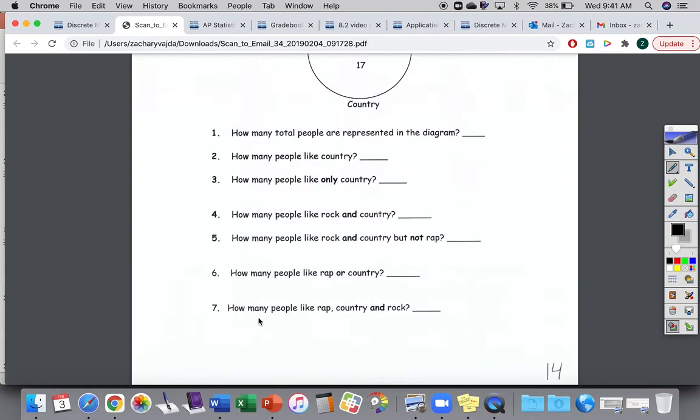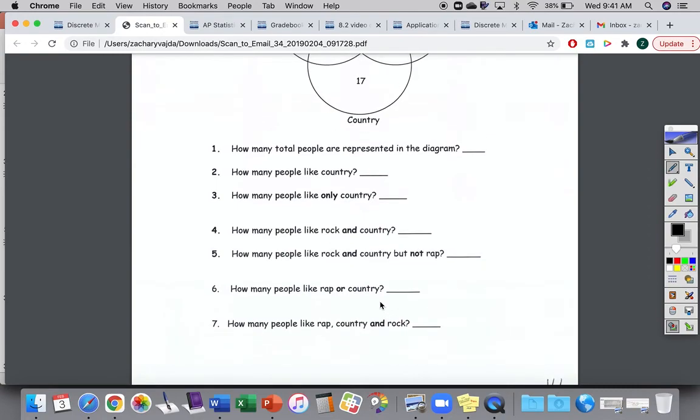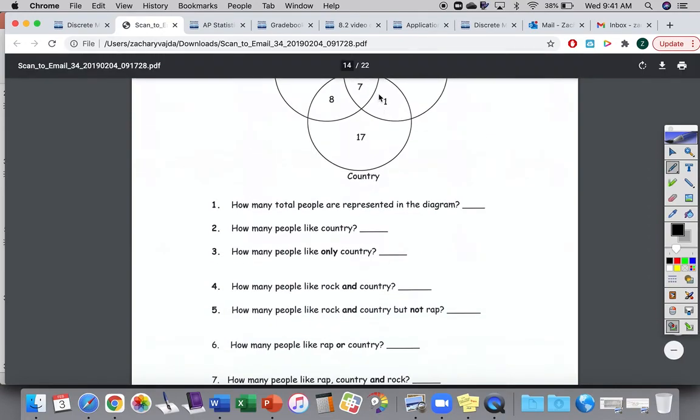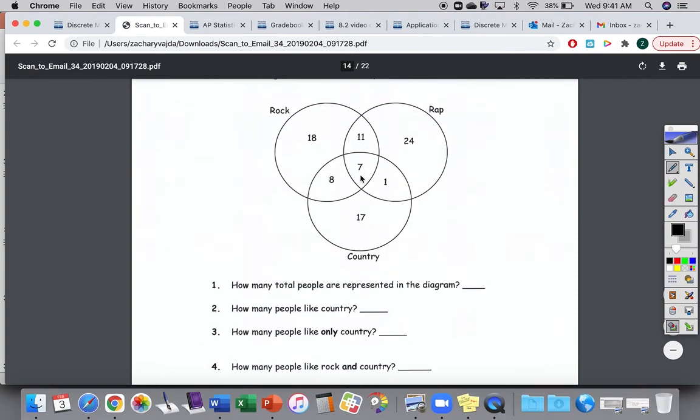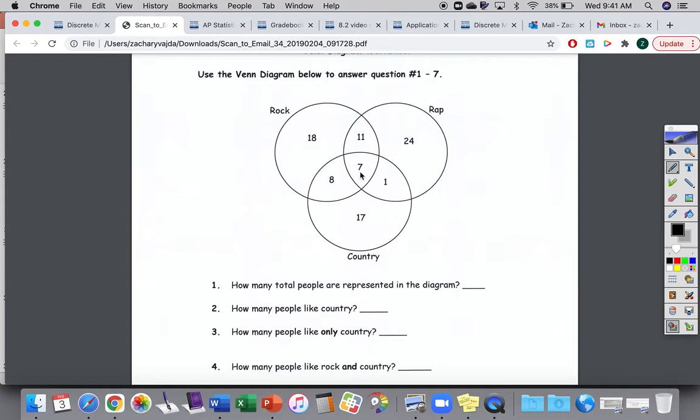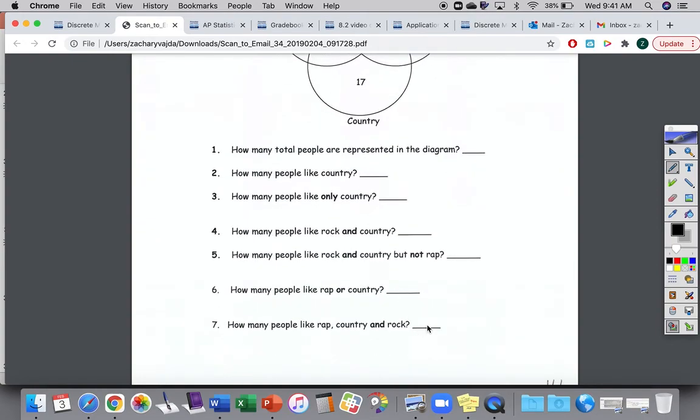All right, last question of the day. How many people like rap, country, and rock? And is the word for overlap, meaning all. Okay, meaning it has to be an all, meaning overlap all of them, meaning be a member of all 3 circles. So the only people that like all 3 are these 7. 7 is the only area where they like all of them overlapped. So 7 is our last answer of the day.